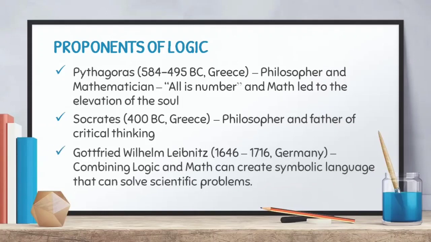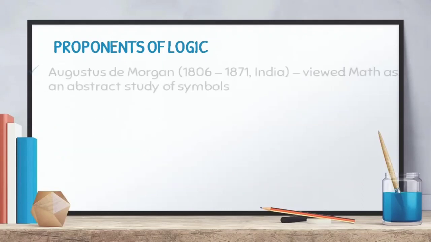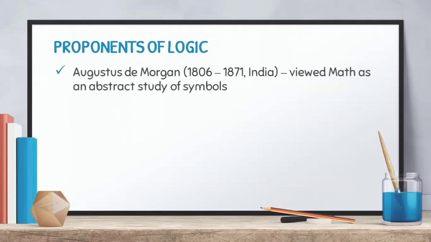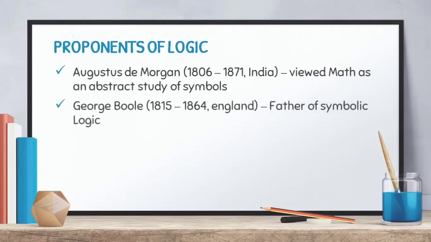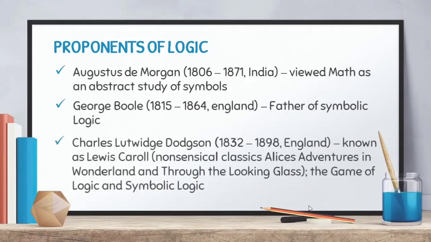We have also Gottfried Wilhelm Leibniz. Combining logic and math can create symbolic language that can solve scientific problems. Next would be Augustus De Morgan. He viewed math as an abstract study of symbols. We have also George Boole. He was the father of symbolic logic, and Charles Ludwig Dodson.